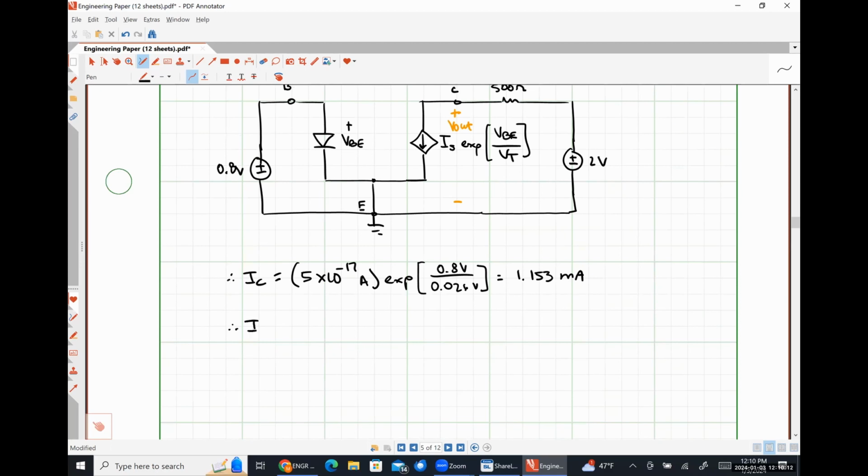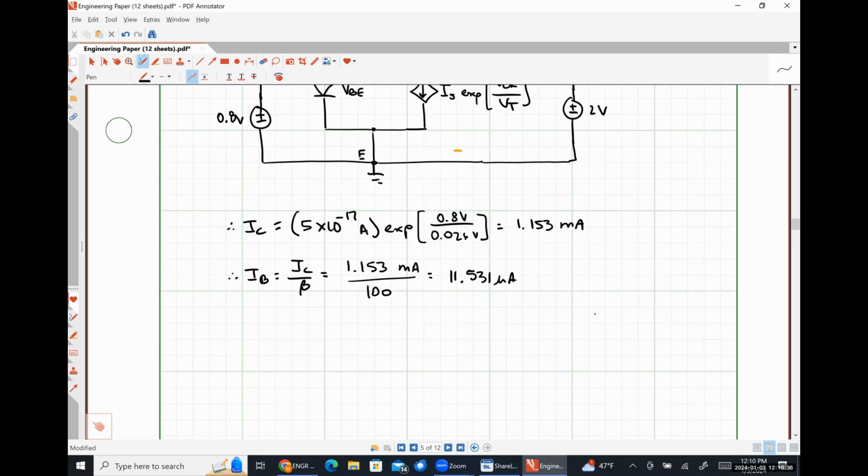Using this, IB is just IC over beta. So that's 1.153 milliamps divided by 100, which is 11.531 microamps. IE is IB plus IC. So just adding those results together, I get 1.165 milliamps. So no analysis required at all.